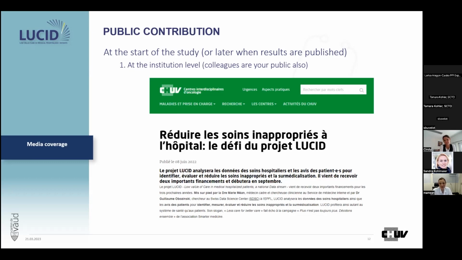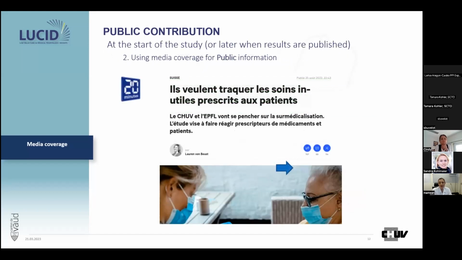So here it's an example of how we actually communicate at the institution level. Colleagues are your public also. On the next slide, if there is some press release about the study, you can foresee that it will possibly be, and you can also make sure it will happen.